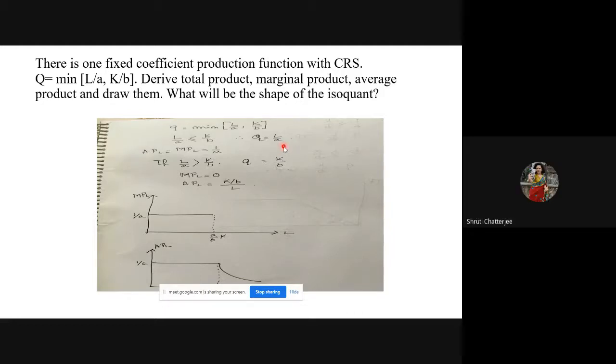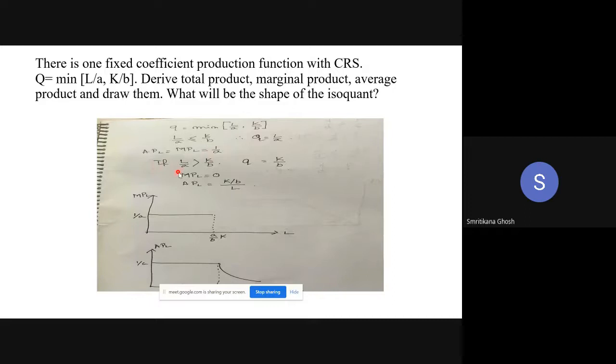Yes, ma'am. So if Q is equal to L by A, then APL and MPL. Look, APL is equal to Q by L, so that will be 1 by A. What is MPL? dQ/dL. That will also be 1 by A. So that is why it is written as APL is equal to MPL is equal to 1 by A. So MPL is constant.